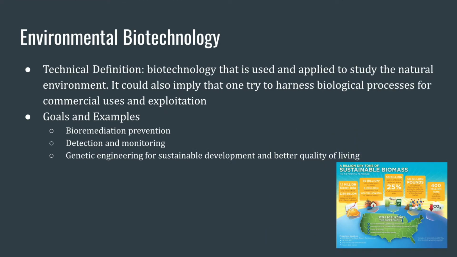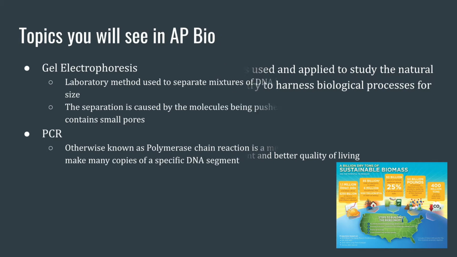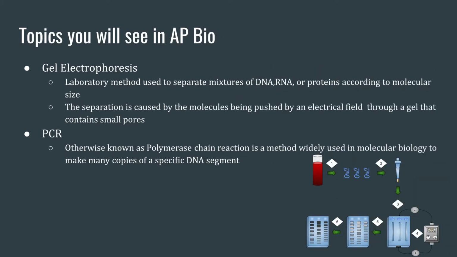So the next one is environmental biotech. This is the biotech that is used and applied to study the natural environment. It could also imply that one tried to harness biological processes for commercial uses and exploitation. The goals and examples would be bioremediation, prevention, detection, and monitoring, and genetic engineering for sustainable development and better quality of life. This is pretty straightforward. It's not that deep, I guess. It's just environmental biotech.